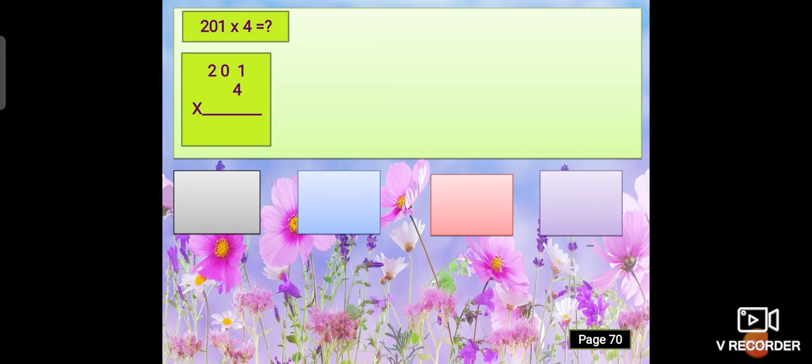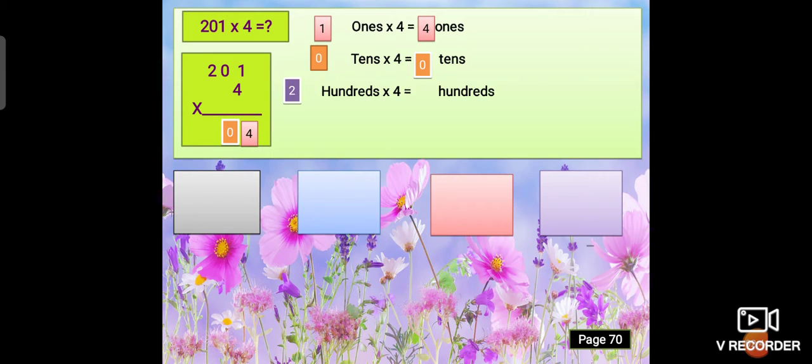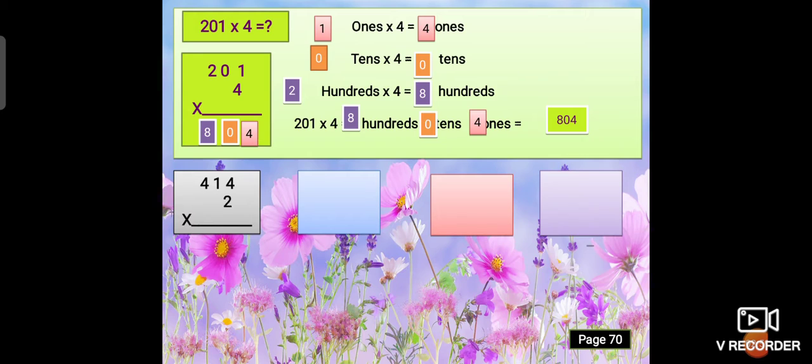Now open page 70. We have 201 times 4. Let's work first on 1. 1 times 4 equals to 4. Now let's work on 10. How many tens we have? 0. So 0 times 4 equals to 0. And then how many hundreds we have here? So we have 2 hundreds times 4 equals to 8. So there you are. The result is 8 hundreds, 0 tens, and 4 ones, 804. That's a piece of cake.